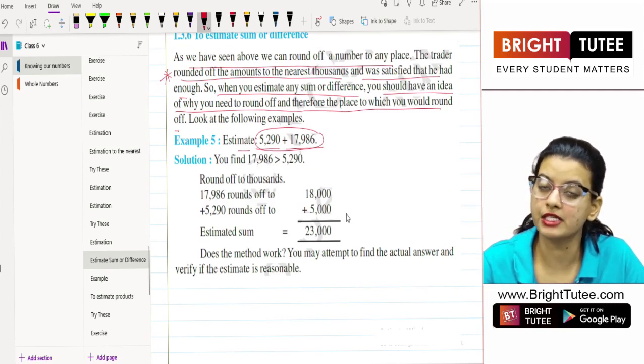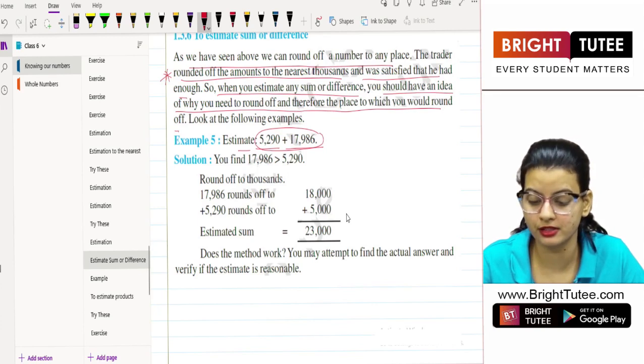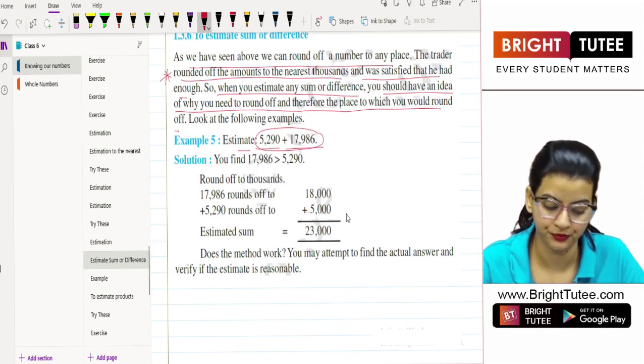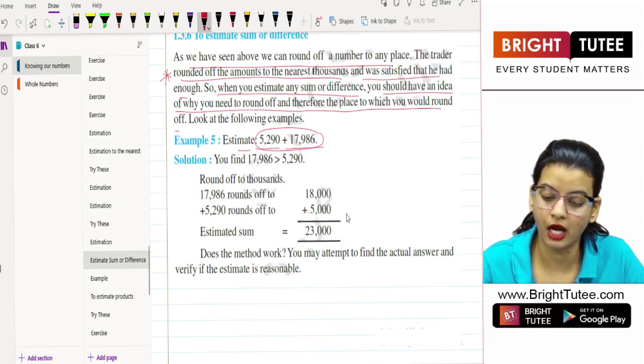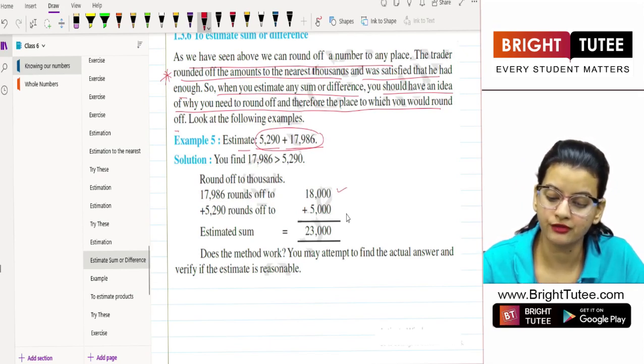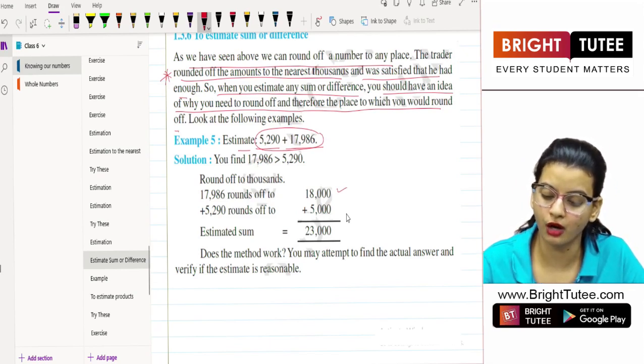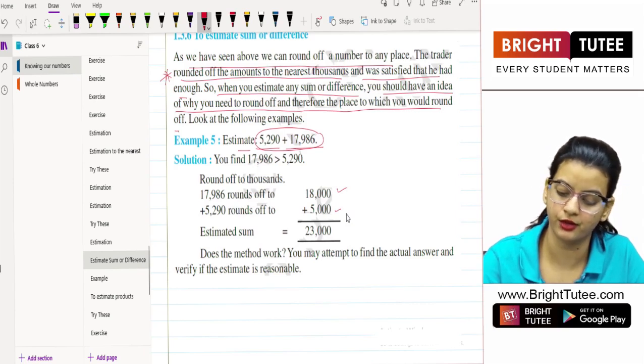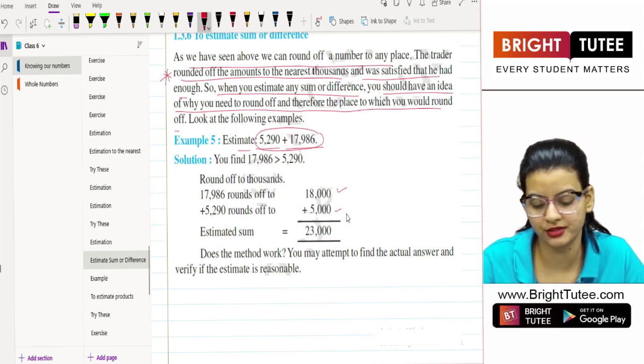Now, we know that 17,986 is greater than 5,290, right? Now, let's round this off to 1,000. So 17,986 rounded off to 1,000 will give me 18,000, and 5,290 rounded off to 1,000 will give me 5,000, okay? Now, the estimated sum is 23,000.